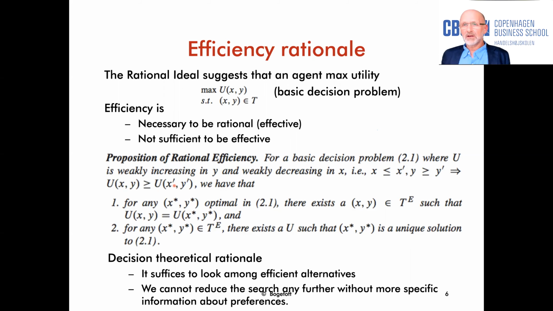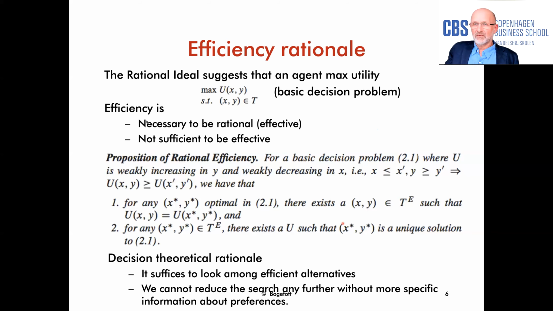So what does this really mean? Well, it means that it's enough to look among the efficient plans. You can say also that for any efficient plan, there exists a utility function such that it is the unique optimal solution. So the second part basically says that you cannot cut down the set of efficient points any further unless you know something more about your utility function. So it's sufficient to look at the efficient plans.